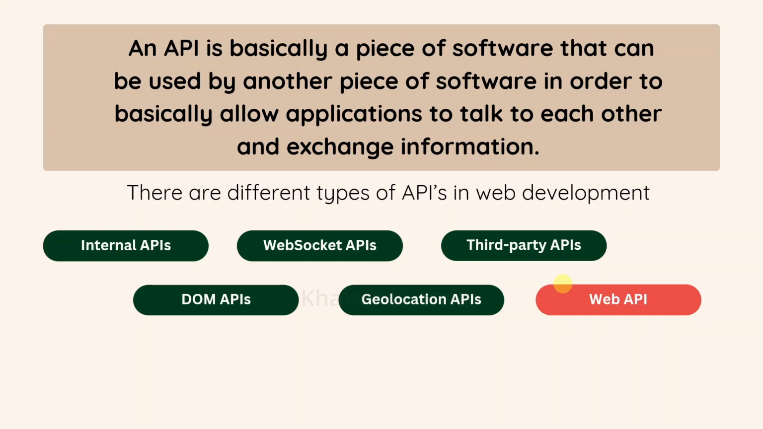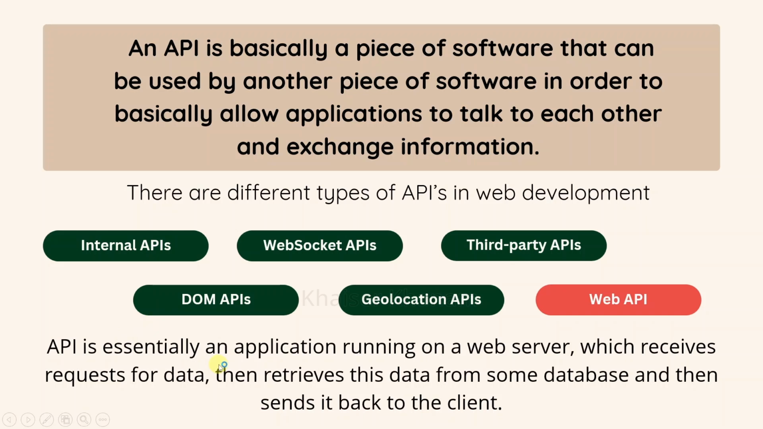But from the next lecture we are going to see practical examples of how to access web APIs which are already present. So we will be using third-party APIs. Third-party APIs are APIs that are already built and stored somewhere, and using the links they have given, we are going to access that information and display it in our browser. So an API is an application running on a web server which receives requests for data, then retrieves this data from some database and sends it back to the client.